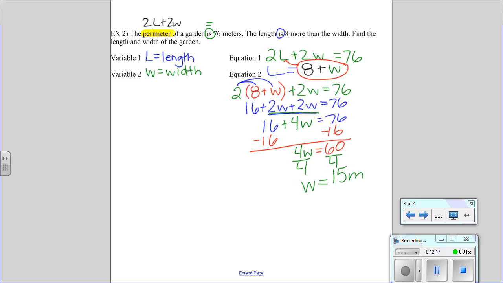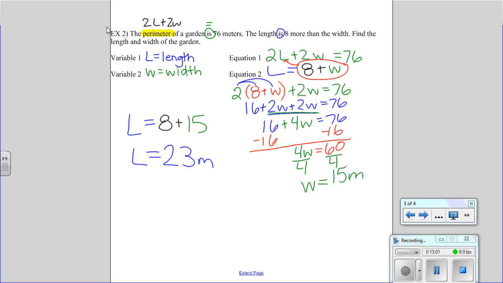It asked me to find both length and width, so what should we do with W? Plug it back in. Sam, which equation do you think would be best to plug it into? The second one. So I'm going to have L equals 8 plus, and instead of writing W this time, I'm going to put down what we just found, and that's 15. And Ian, what is 8 plus 15? Well, 8 plus 15 is 23 meters. Make sure you got labels on there with your units.